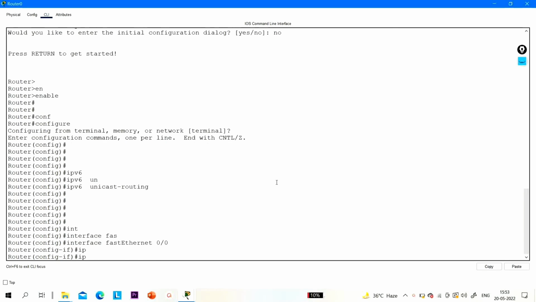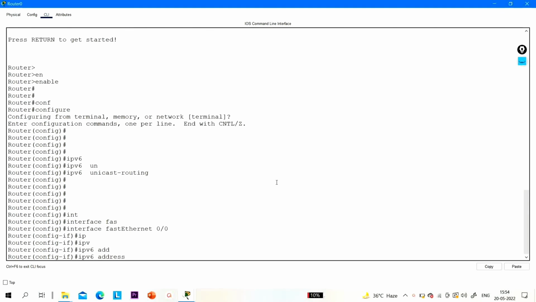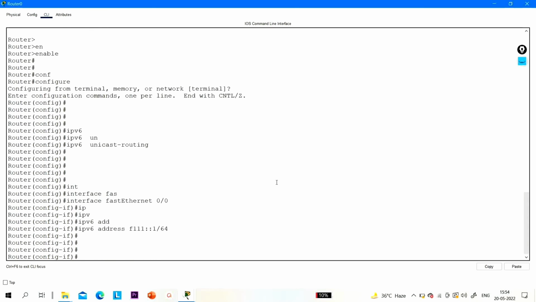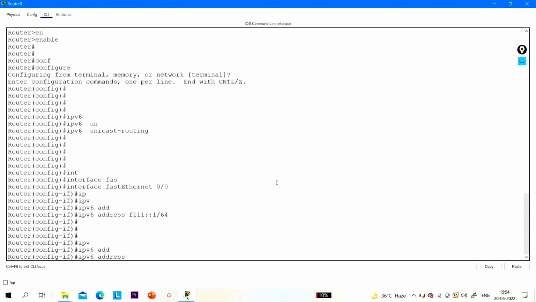After that go to interface FastEthernet 0/0, then ipv6 address, and then whatever IP address you want to configure on this interface. Suppose my IPv6 address is F111 slash 64. This is the network bits. How many network bits are there in this IP address? Okay, and I can write this IPv6 address like this also, F111 colon 0000 colon 0000 colon 0000 colon, or I can use a double colon, right?